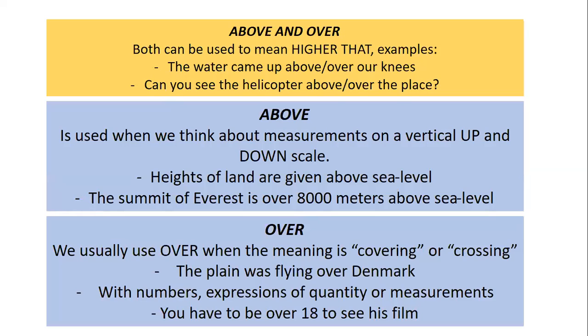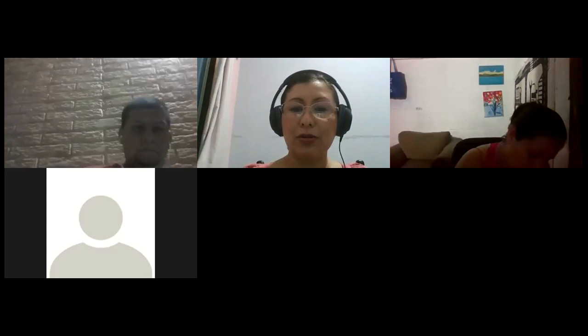And over is when you cross. For example, you cannot see the movie if you are not over 18 years old. If you have not crossed that barrier of age, you cannot see it. You can use over with everything else except with scale. For scale, above is used more than over. Yeah. Okay, excellent.